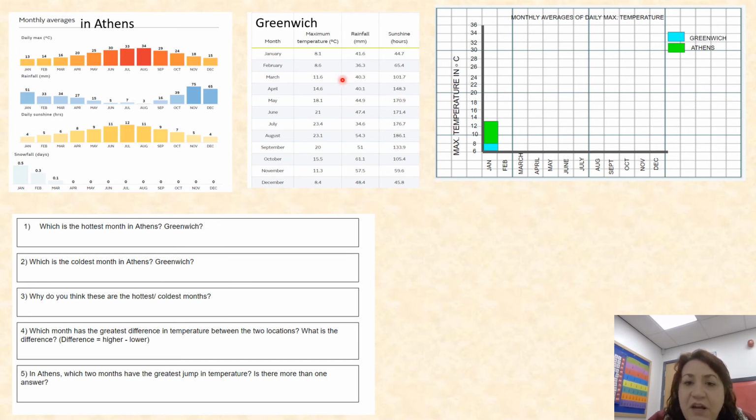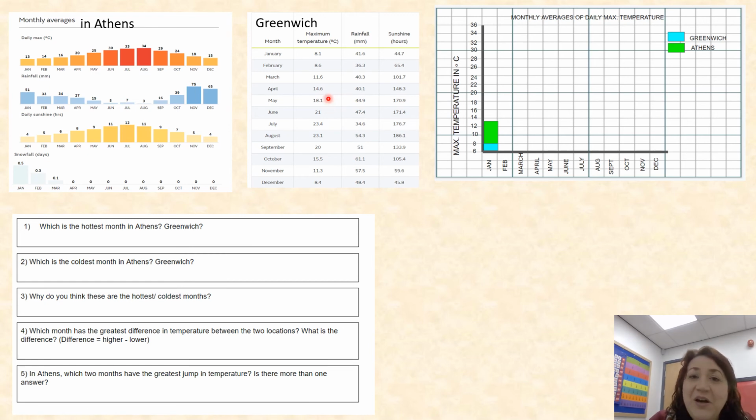The way I've done Greenwich is I've rounded it to the nearest whole number. So 8.1 would round down to 8 because it's a 1. 8.6, that's got a 6 on the end, so that would round up to 9. 11.6, it's got a 6 on the end, so that would round up to 12.